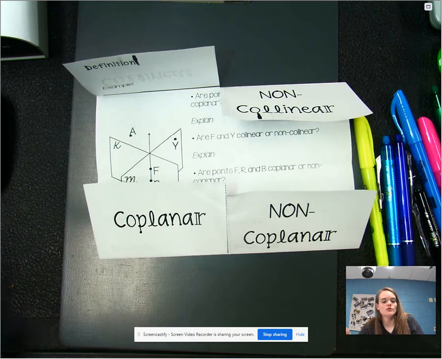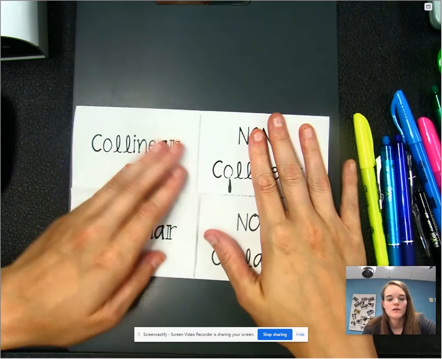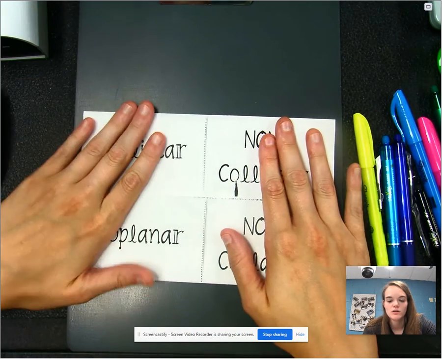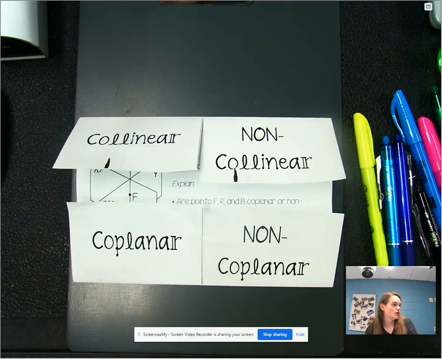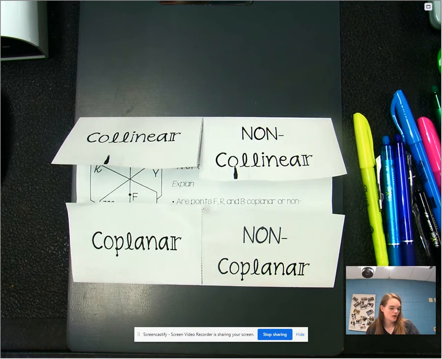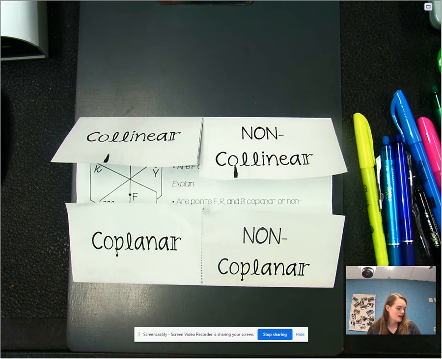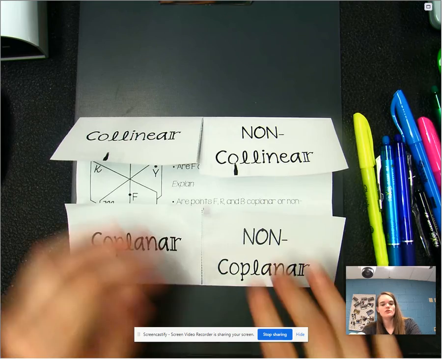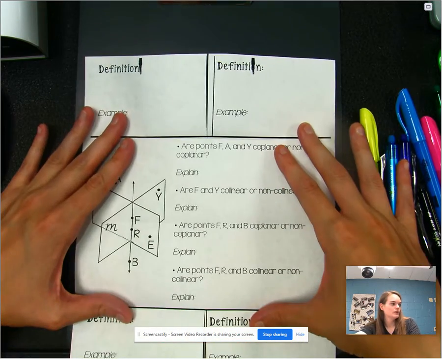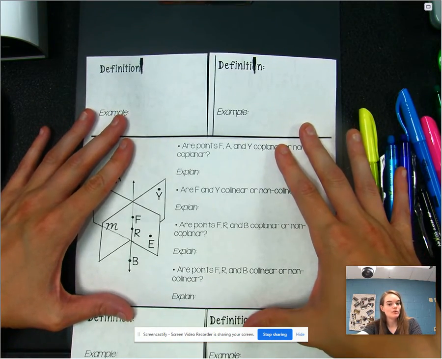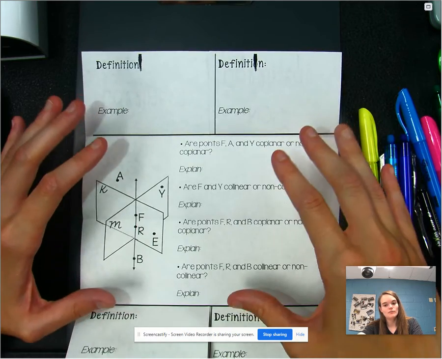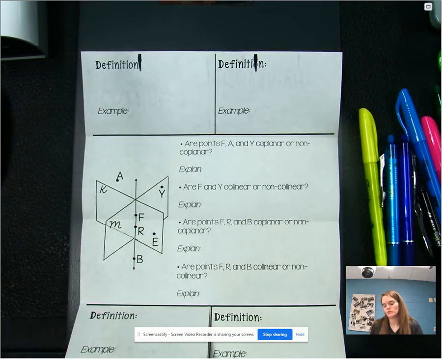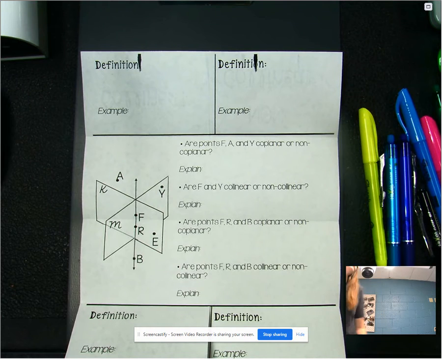Okay. So I've got 4 new words here: collinear, non-collinear, coplanar, non-coplanar. And before I can start this, I actually am going to write the definition to these down because I need it to do the part in the middle here. Okay, so I'm going to grab my book with my glossary to define those, and then we'll work on the examples.